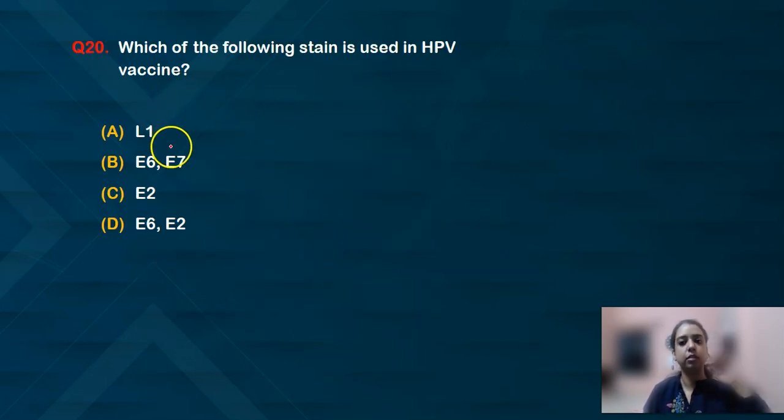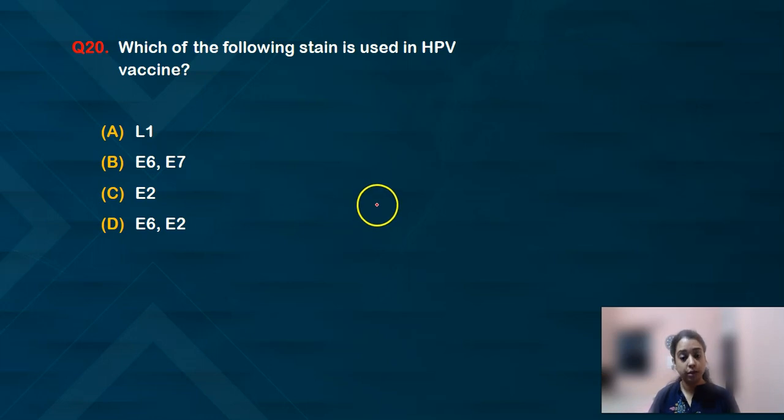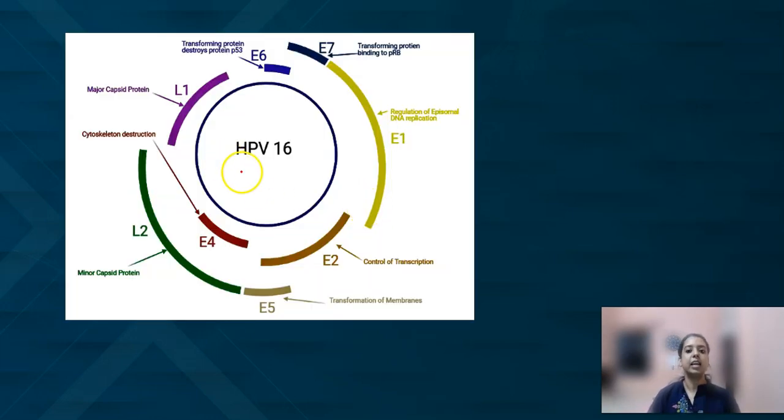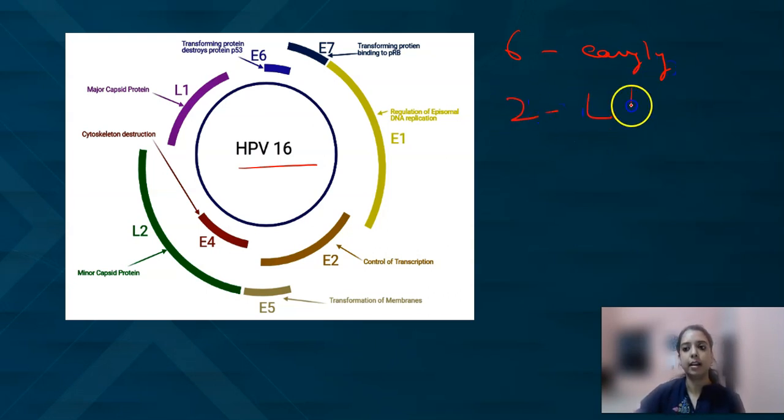Which of the following strain is used in HPV vaccine? So this is again a repeat question, I think in 2020 it was asked. See, HPV genome gives rise to multiple proteins. It gives rise to 6 early proteins, E1 to E6, and 2 late proteins, L1 and L2. L1 and L2 form the structure. They are the structural proteins, and they form the capsid.